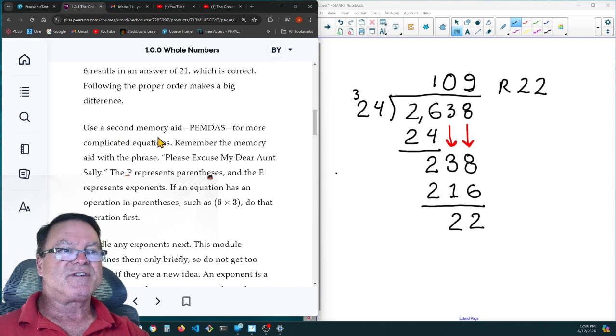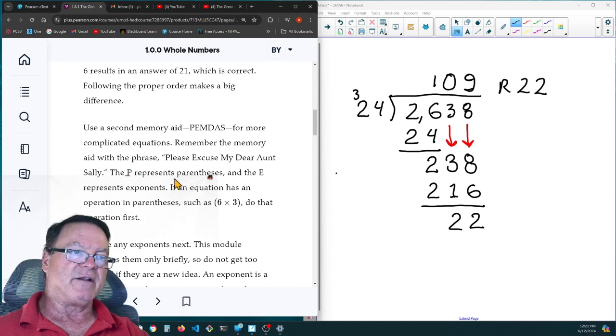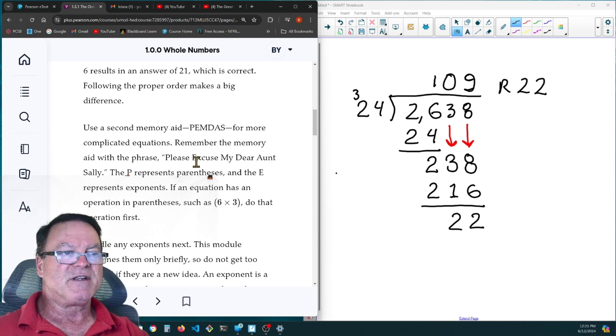It says you use a second memory aid, PEMDAS, for more complicated equations. Remember the memory aid with this phrase: please excuse my dear Aunt Sally. Take the first letter of each word. P is parentheses, E is exponents, M is multiplication, D is division, A is addition, S is subtraction.